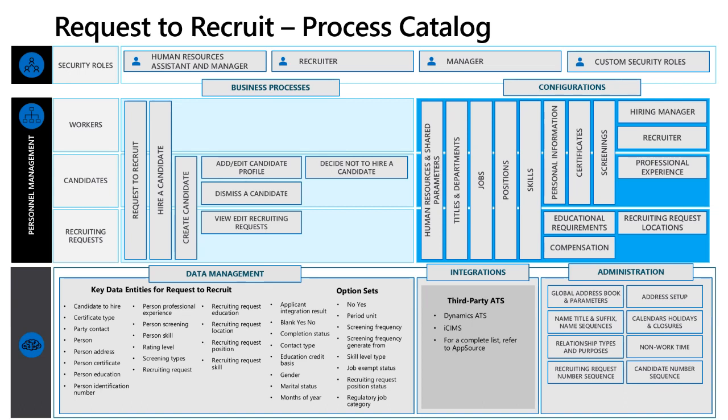Again, this is not an exhaustive list of all the system and administrative setups that need to be completed before you start using the system, but these configurations do have a direct impact on request to recruit, especially when creating and updating candidate and worker information such as addresses. You will also need to define number sequences to be used with recruiting requests and candidates.